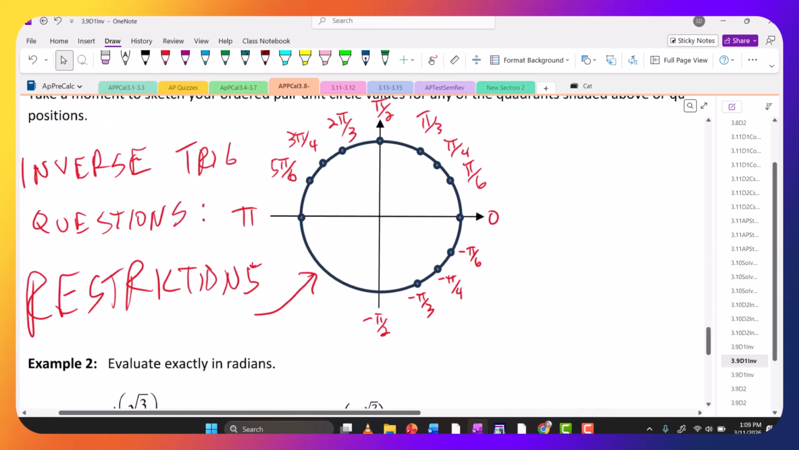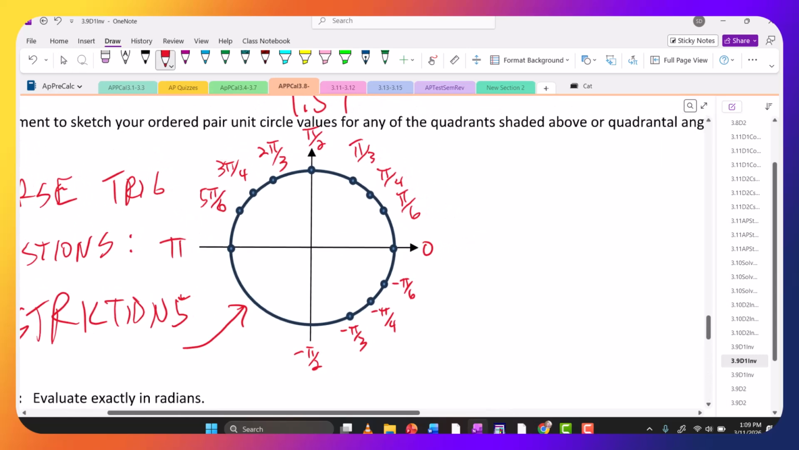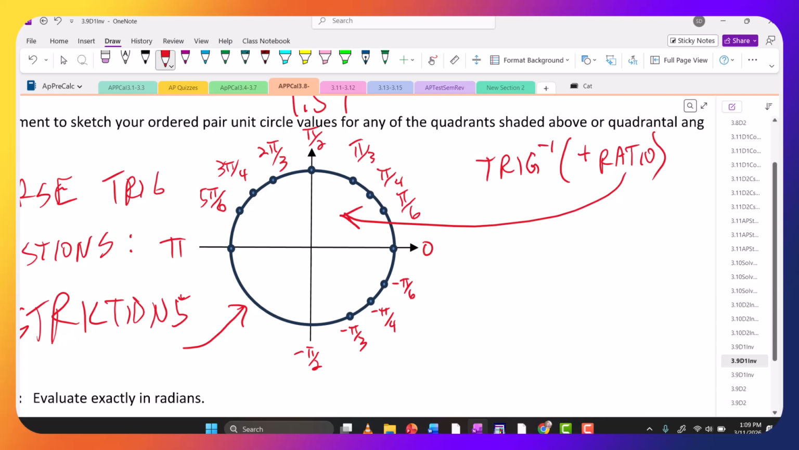Okay, and then here's one more thing. When I inverse trig, I'm going to write this like this. All I'm saying is if this is inverse sine, inverse cosine, inverse tangent of a positive ratio, your answer always comes from quadrant 1. Always. So that's easy. Those are the selected answers, 0 to pi over 2. That's what I have to answer.